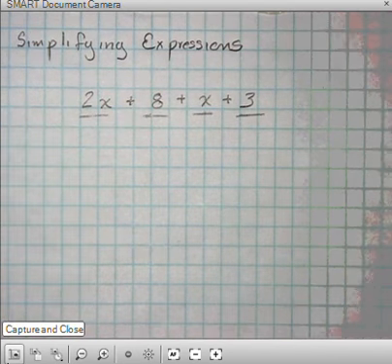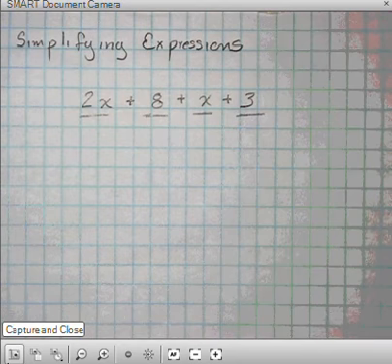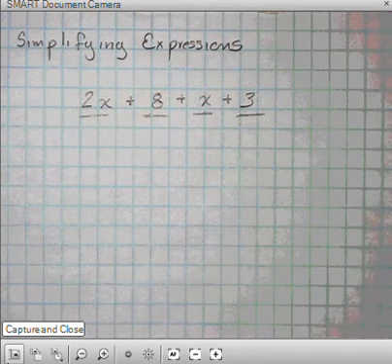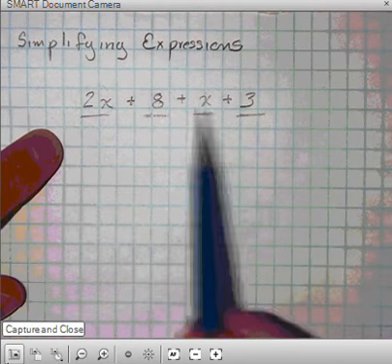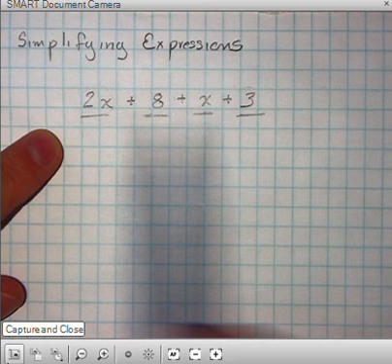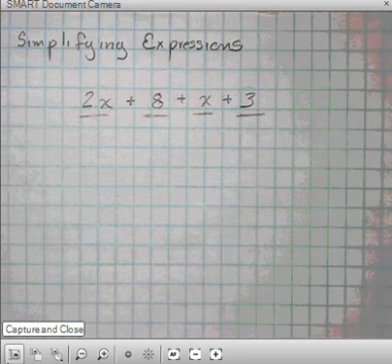Earlier in the year we said that monomials are single terms, binomials are two terms, trinomials are three terms. A term is just separated by addition and subtraction. So in this particular problem, there are four terms. Each one of those is a term.